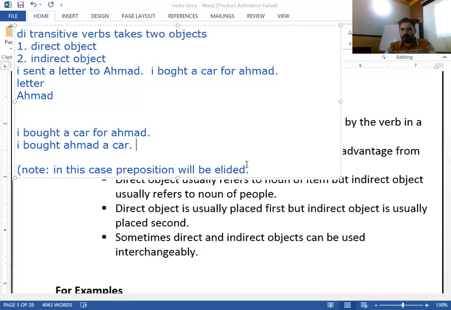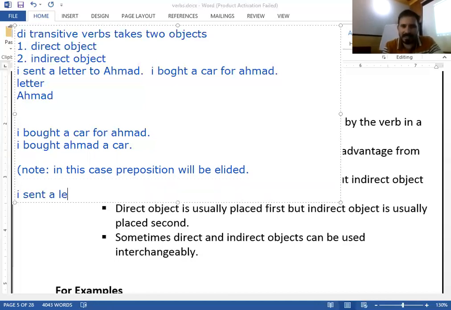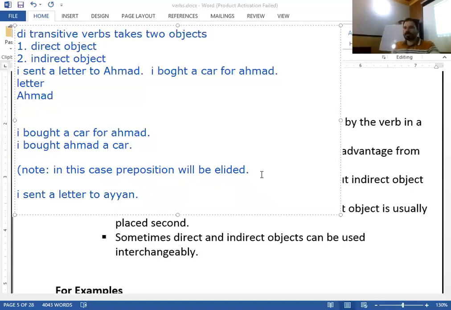Let me give you more examples. If I say, I sent a letter to Ayan: Ayan is the indirect object, a person, and the direct object is the letter. If I say, I sent Ayan a letter, I didn't use "to." So if you want to use the indirect object first and the direct object second, then we will not use the preposition in this case.